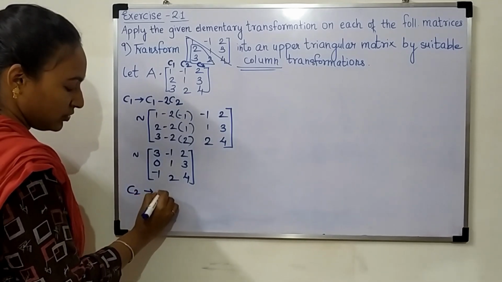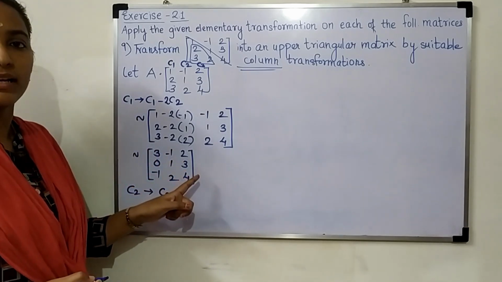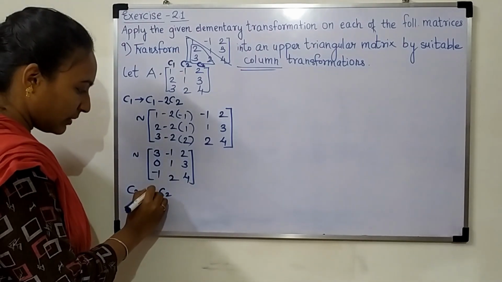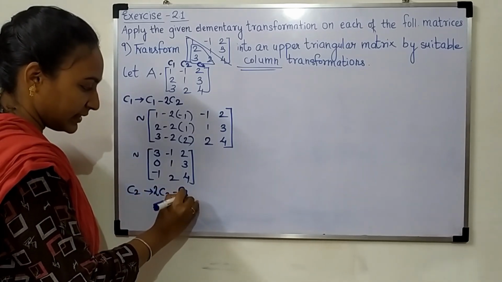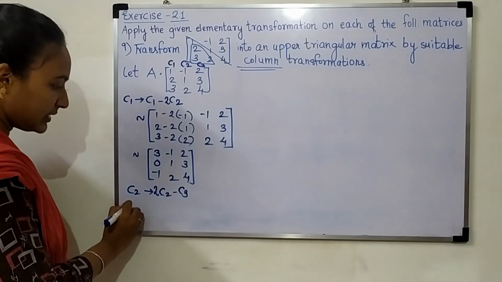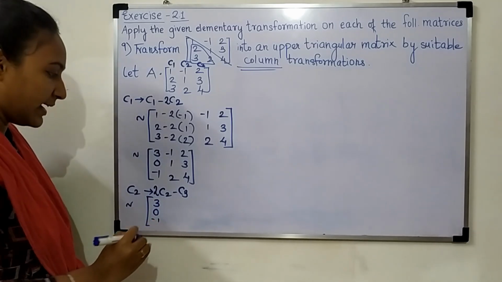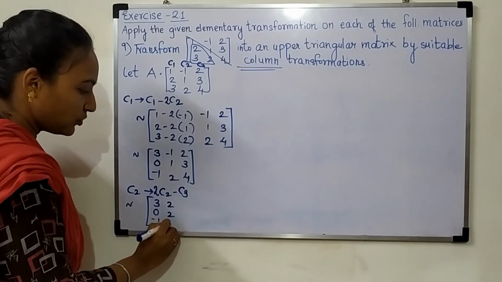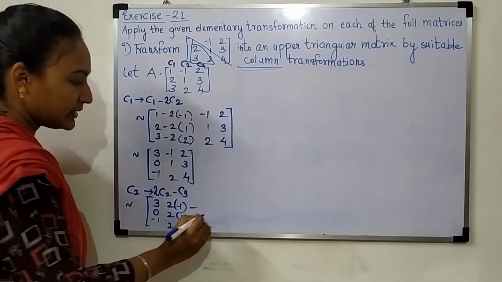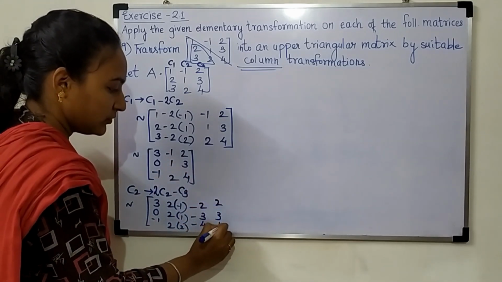That is C2. We can take the help of C1 or you can take the help of C3. I am taking the help of C3. That is, C2 becomes 2 times C2 minus C3, because here we have 4. If it is 4, then we can subtract it. So this is equivalent to: write C1 as it is, 3 0 minus 1. In C2, 2 times minus 1 1 2, put minus, copy C3, 2 3 4. Now write 2 3 4.